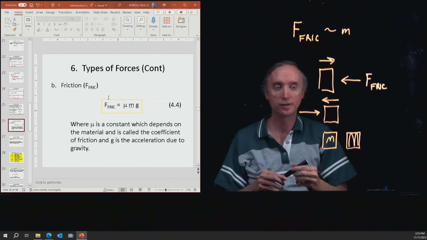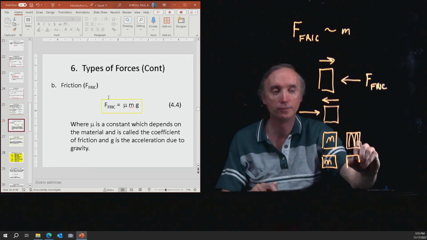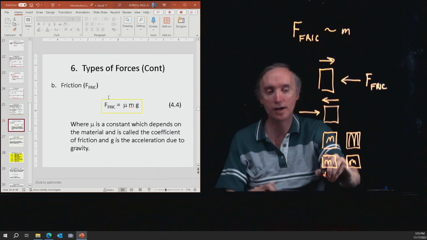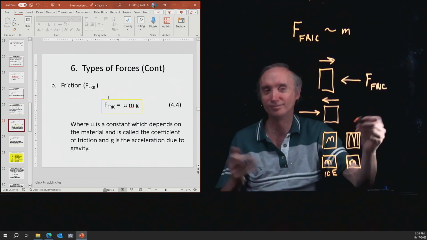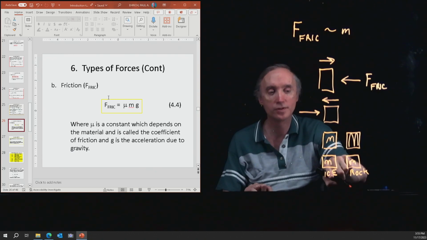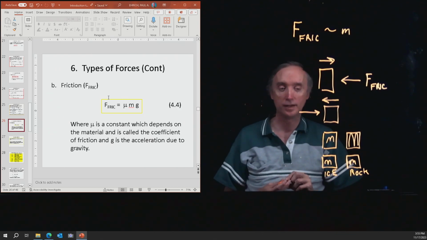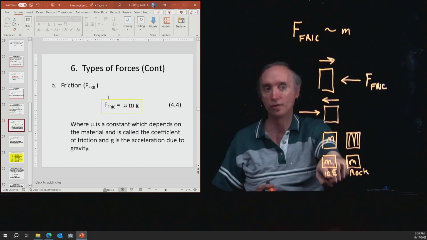Case number 2 is that we've got two boxes and they both have the same mass this time. But the difference is this one's going to be on ice, and this one is going to be on rock, like gravel. So this one's sliding on rock, and this one's sliding on ice. Which one's going to go further? I said further, and that's going to be the ice, because this is smoother.